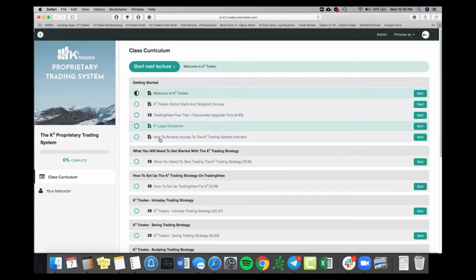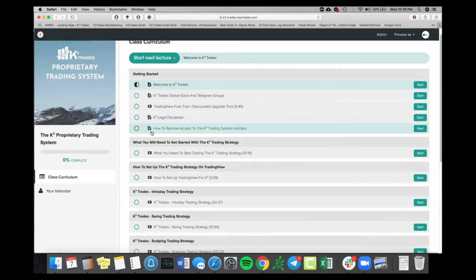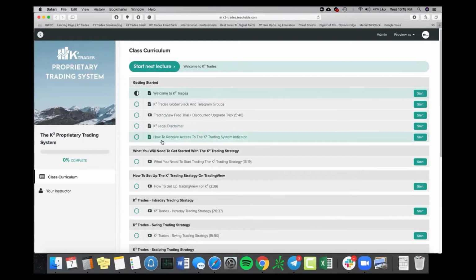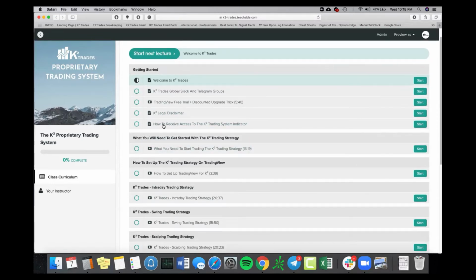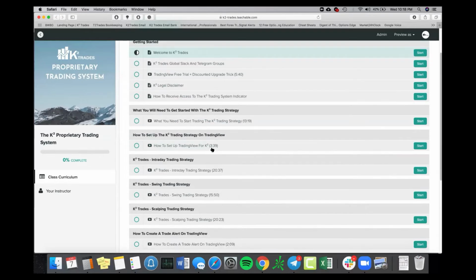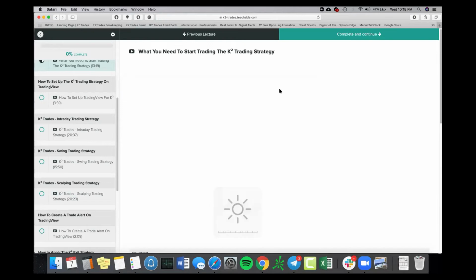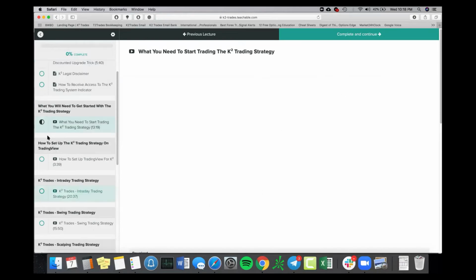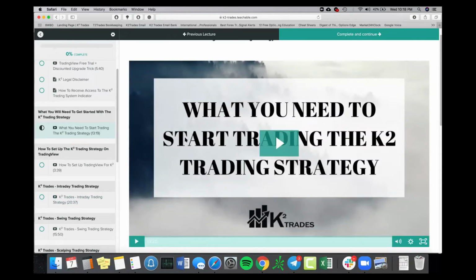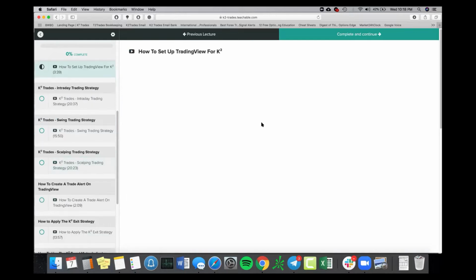There's a legal disclaimer, and how to get access. This basically tells you how you could get access. Once you are in the system, I'll have the directions here, and once you follow these directions, you'll have access to the indicators. Then I have videos here showing you what you need to start, so you'll be good from A to Z. I'll show you how to set it up for TradingView.